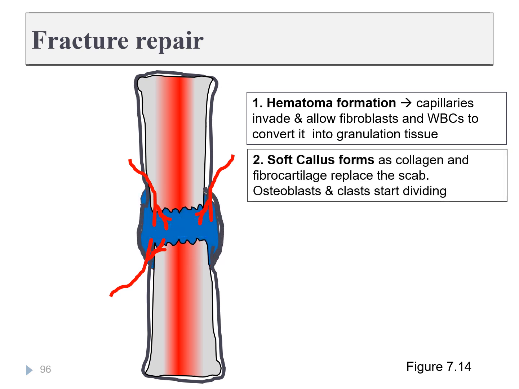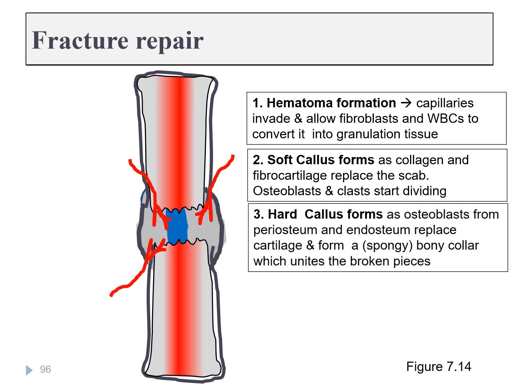Next up, some of those mesenchymal stem cells will differentiate into chondroblasts, and they will convert the scar tissue into fibrocartilage. And this will produce what is called a soft callus. We need to do this first because I can't just lay down bone tissue wherever I want. I have to have a scaffold first in the form of cartilage. Now that I have that fibrocartilage scaffold, more mesenchymal stem cells can migrate into the area, differentiate into osteoblasts, and replace that with bone tissue. We would call this the hard callus.